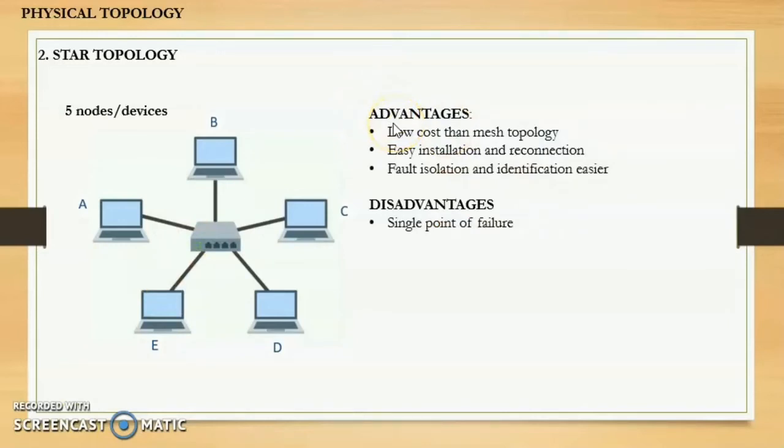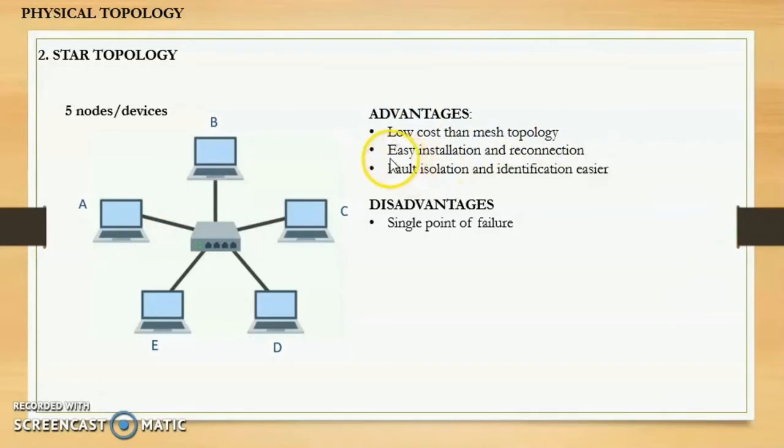The first advantage is that it has lower cost as compared to mesh topology. We can see that in star topology there is a point-to-point link only to the central controller. As a result, the number of cables or the number of ports required is much less as compared to the mesh topology. Hence it will have a lower cost in comparison with the mesh topology.